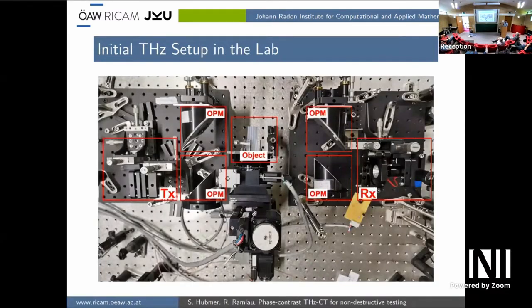Originally, it looked something like this. So here's the source, the mirrors, that would be the sample, mirrors again, detector. And you see actually the size of such a sample is maybe a couple of centimeters. And so that was the very beginning of our project. And the problem was that this turning was rather slow. In the beginning, it took a couple of hours to record the sample. And that's of course suboptimal because temperature changes in the room, for example, can have an influence on the quality.